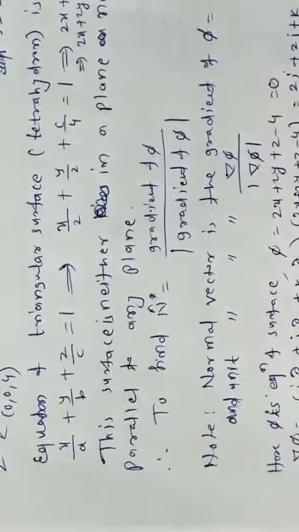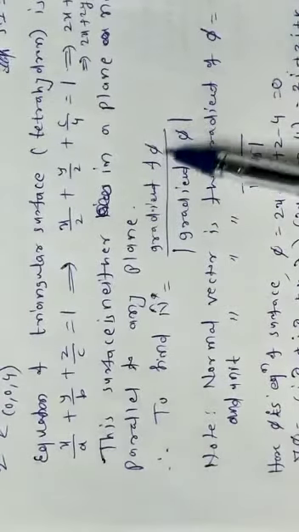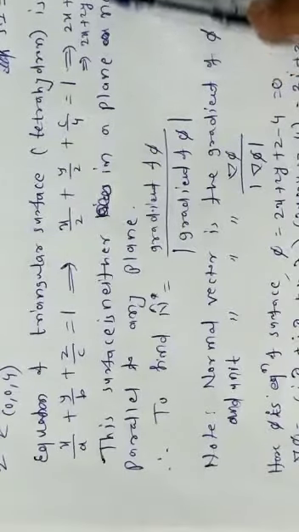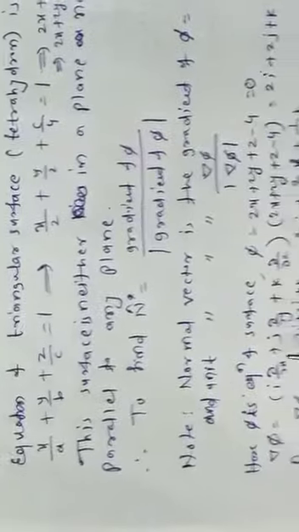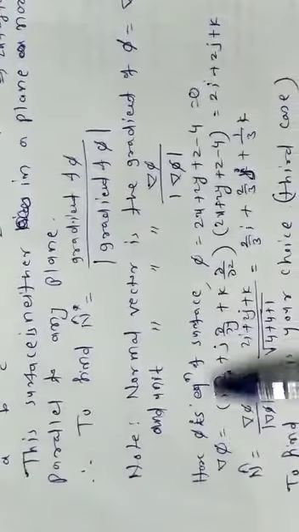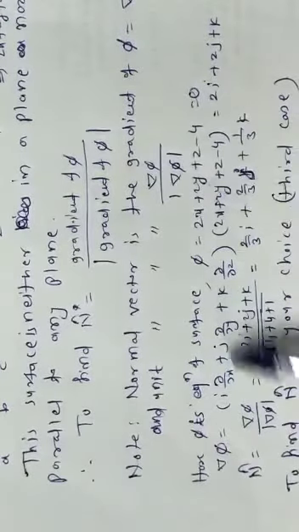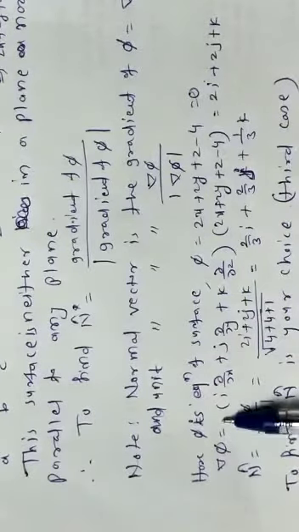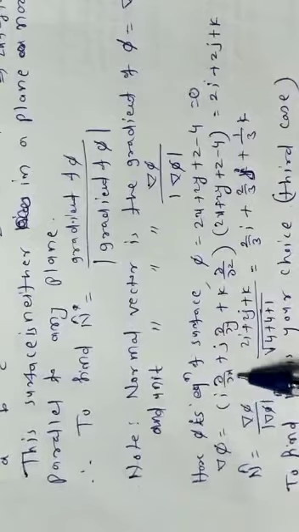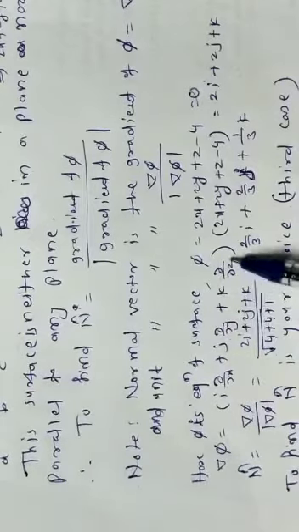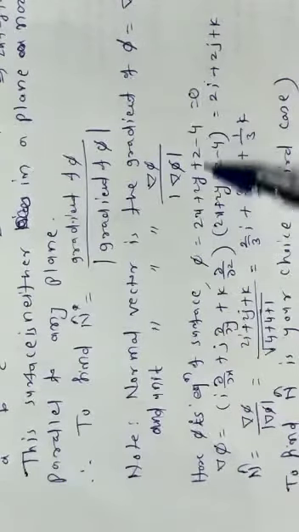Now, what is this phi? This phi is nothing but the left hand side of this equation of the surface, right? And therefore, see students, here what is done? Phi is the equation of the surface, right? Del phi. What is the formula for gradient, students? Gradient means it is the operator i dou by dou x plus j dou by dou y plus k dou by dou z of this phi.